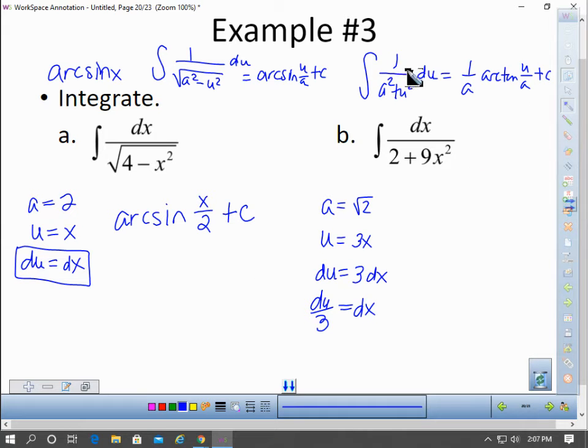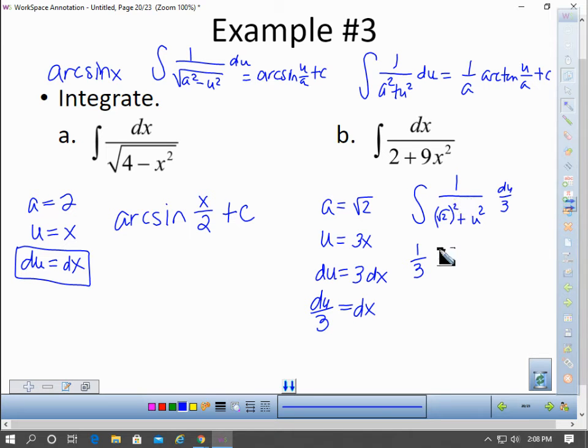So I'm going to convert this using the substitutions now. So this is 1 over the square root of 2 squared plus my u squared, and in place of the dx, I'm going to put du over 3. So you notice the only thing I have extra is that little 1/3. So then I can compare it to the rule now. So this is the a squared plus the u squared. The only thing extra I have is the 1/3 coefficient.